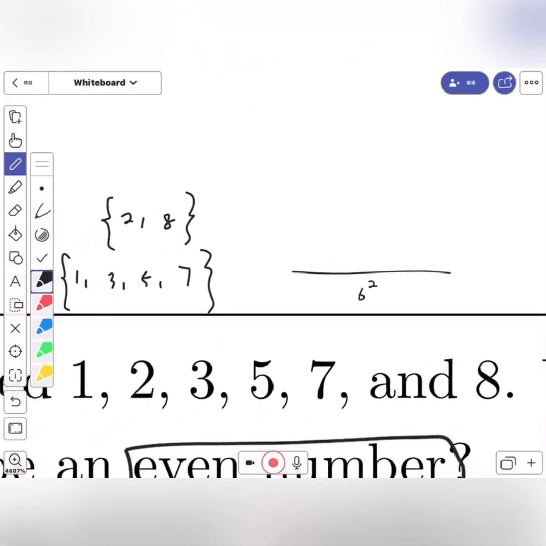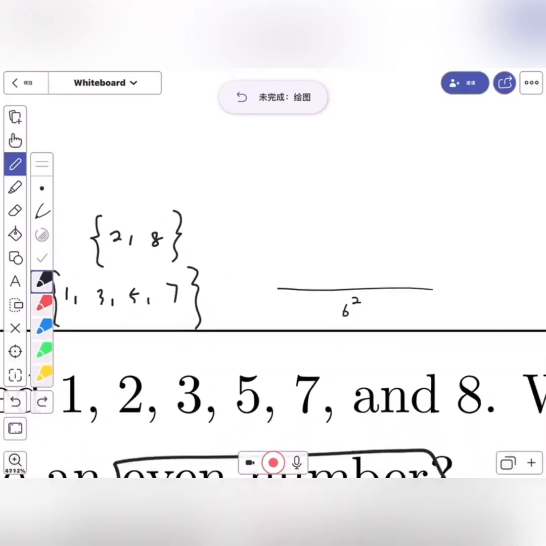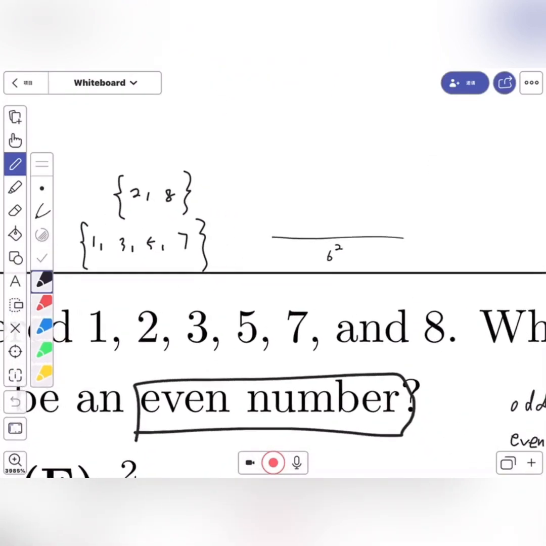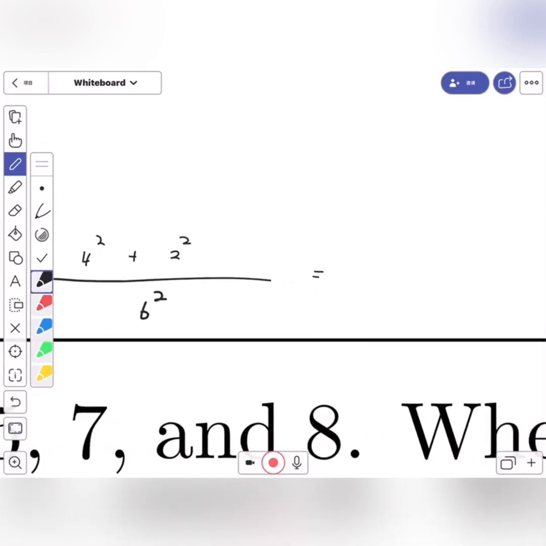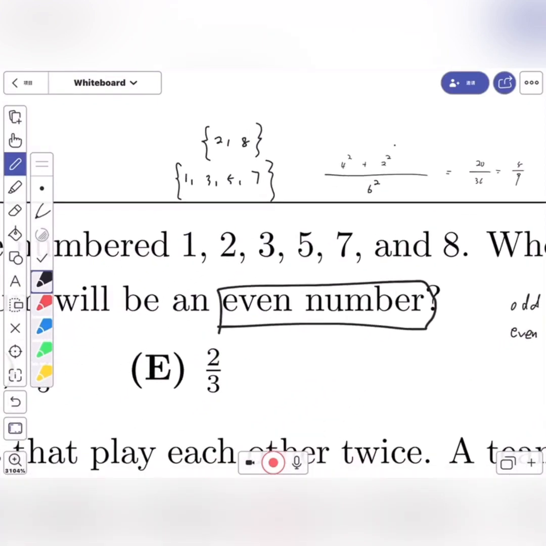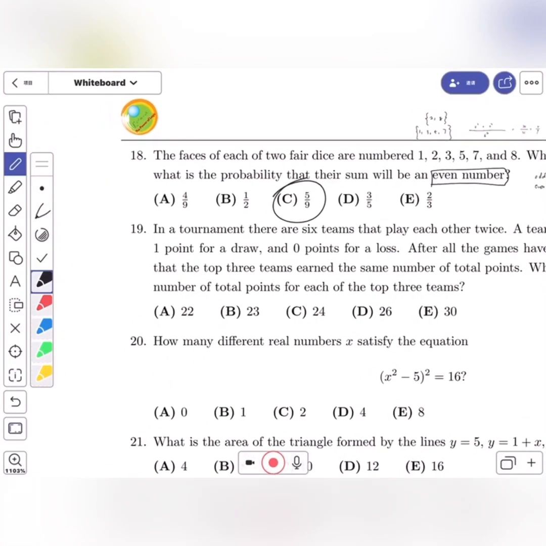And we either choose both from here, and notice that we can even repeat, since you roll 2 dice, you can get the same outcome. It's a possibility. So we're gonna have 4 squared, then plus 2 squared. Just evaluating this out, we're gonna get 20 over 36, which is 5 over 9 after simplification. So our answer is just C, 5 over 9.